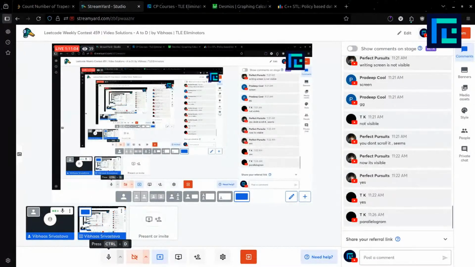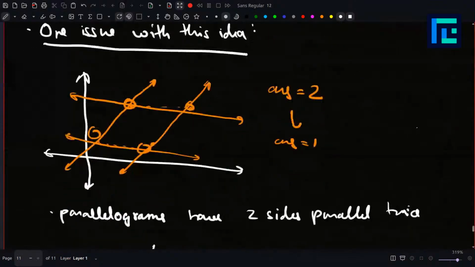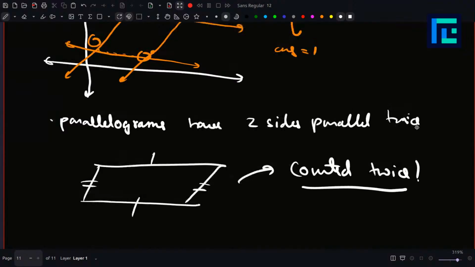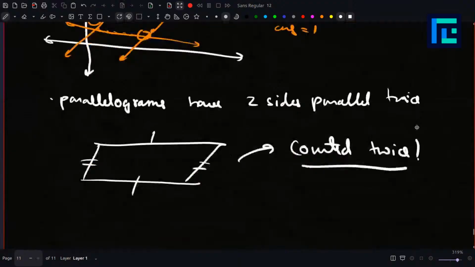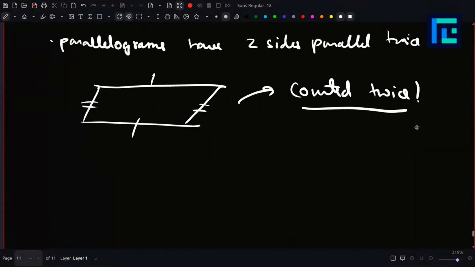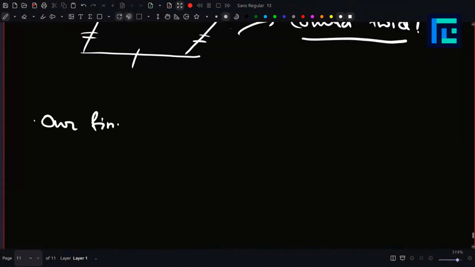Does that make sense? Parallelograms are getting counted twice when we are doing the slope method of counting how many trapezoids there are. So instead of saying one trapezoid, it's saying two trapezoids, because when it comes to the slope for the top and bottom lines, it will count it once. Then when it comes to the left and right lines, it will count it again. So this method was almost correct, but we must subtract the number of parallelograms from the answer, because each parallelogram has been counted twice. So our final answer equals the answer minus the number of parallelograms.